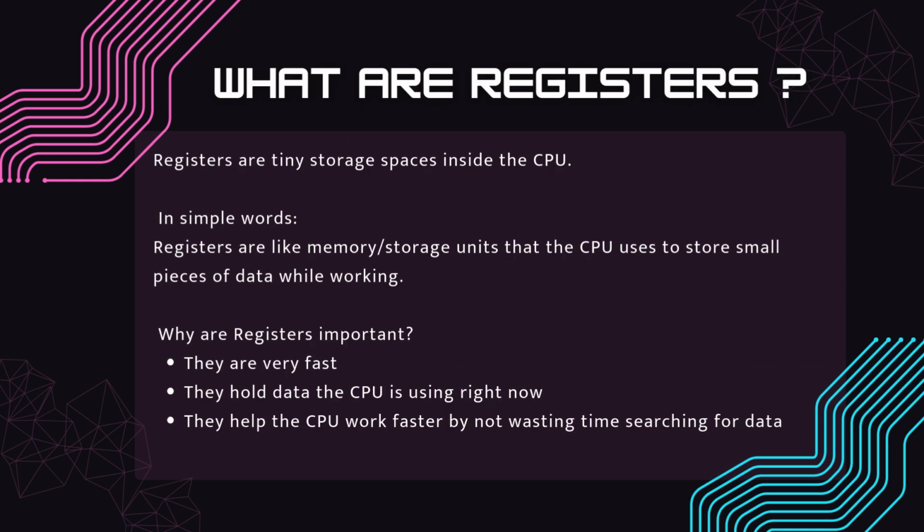What are registers? Registers are tiny storage spaces inside the CPU. In simple words, registers are like memory, storage units that the CPU uses to store small pieces of data while working. Why are registers important? They are very fast. They hold data the CPU is using right now. They help the CPU work faster by not wasting time searching for data.